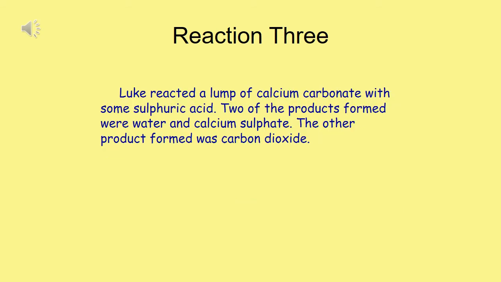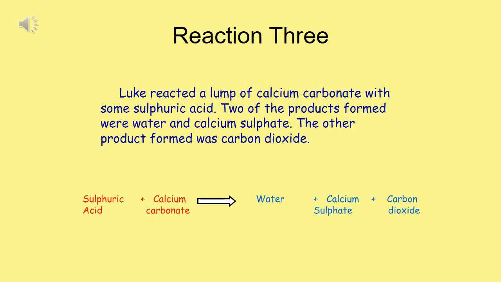Reaction 3, have a go. Luke reacted a lump of calcium carbonate with some sulfuric acid. Two of the products formed were water and calcium sulfate. The other product formed was carbon dioxide. Have a go at writing a word equation. Pause the video now.